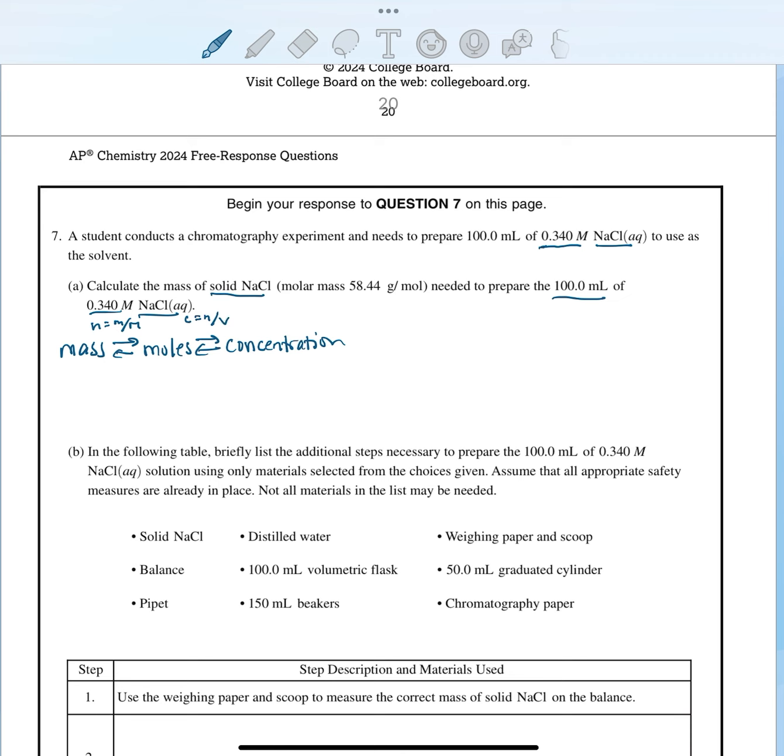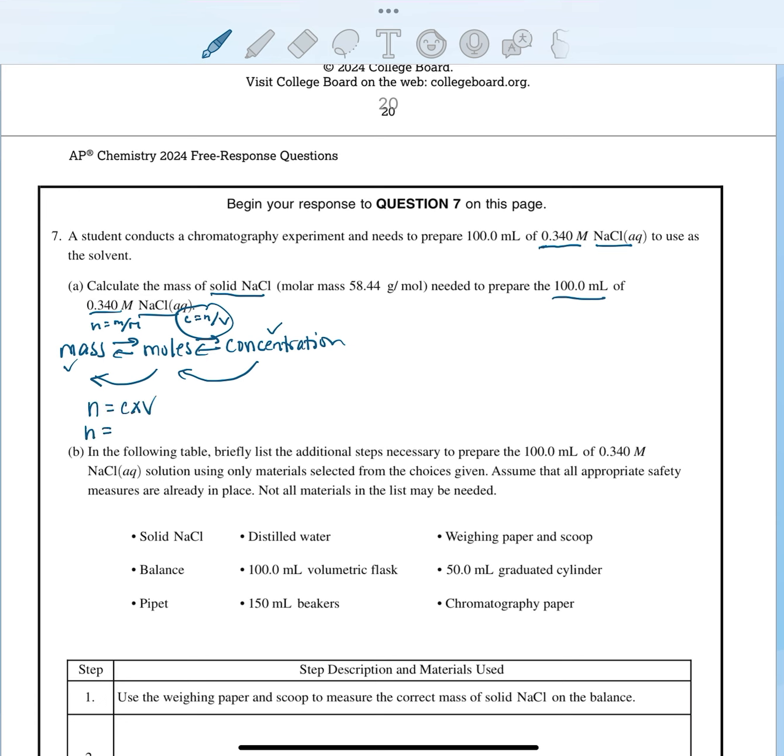I'm actually given the concentration in this question, and I'm being asked to find the mass of the salt that I use to dissolve in that 100 milliliters. So I need to go from concentration to moles first, and then from moles to mass. It's a two-step unit conversion. So let's change concentration to moles by rearranging this equation. Moles is C times V.